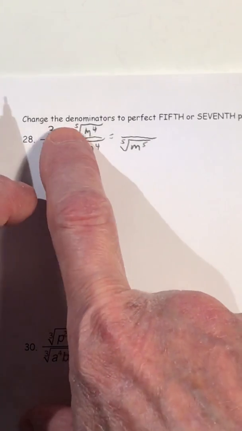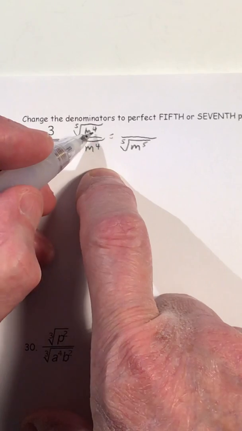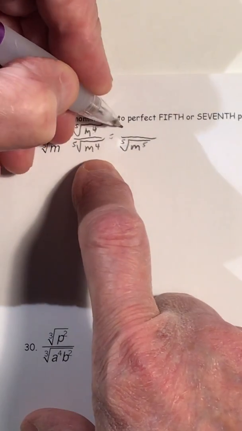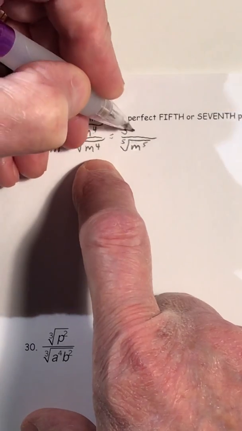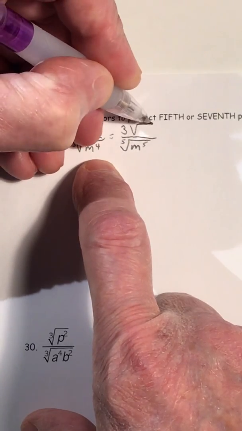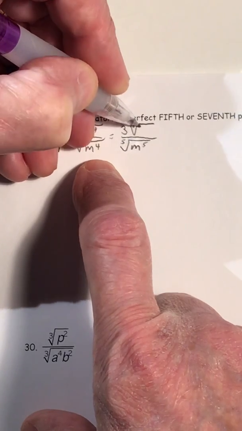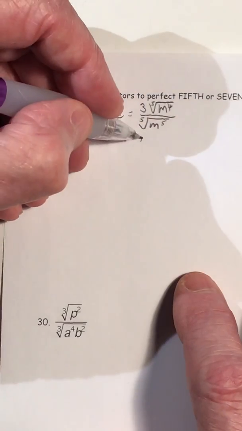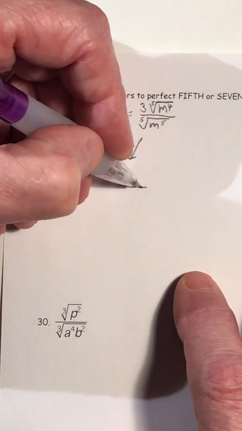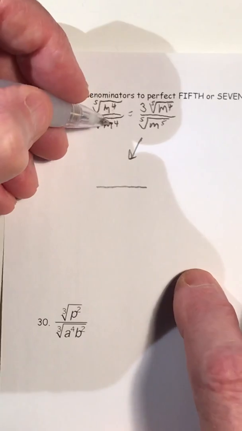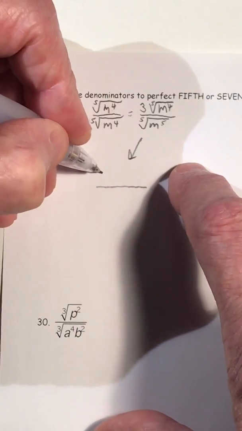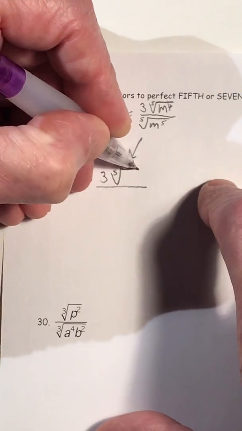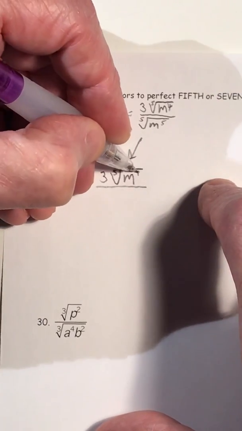Upstairs, we've got 3 times fifth root of m to the fourth. This power is less than this index, so that's not going to simplify. So it's 3 fifth root m to the fourth power. That's the numerator. And there's nothing much left to do. There's no simplifying in the top. There's not going to be any canceling. So here comes the answer, 3 fifth root m to the fourth.